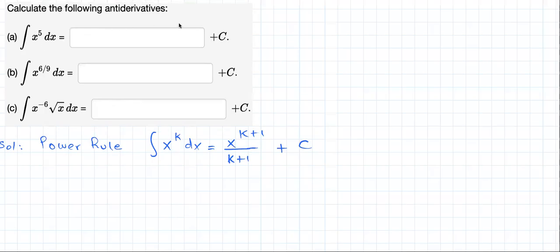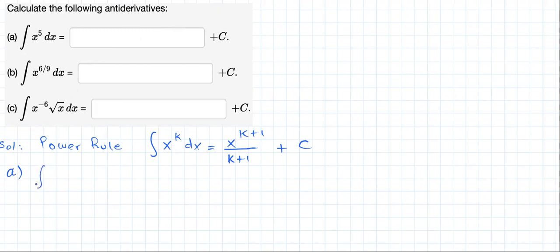Calculate the following antiderivatives. In order to do this, I'm going to use the power rule, which says that the antiderivative of x to the k dx is just x to the k plus 1 over k plus 1 plus a constant, where k could be any real number except negative 1. Okay, let's go ahead with a.